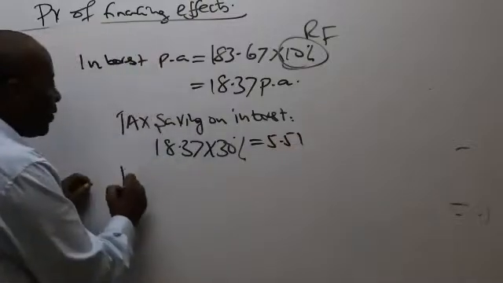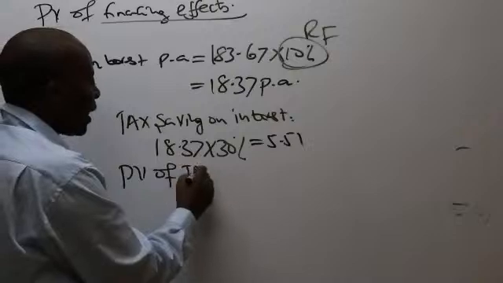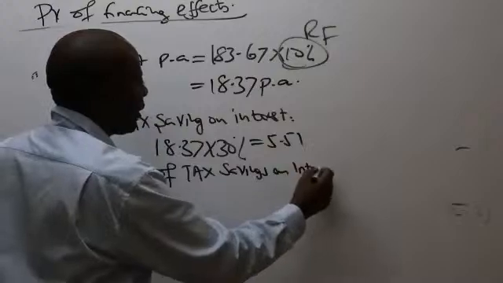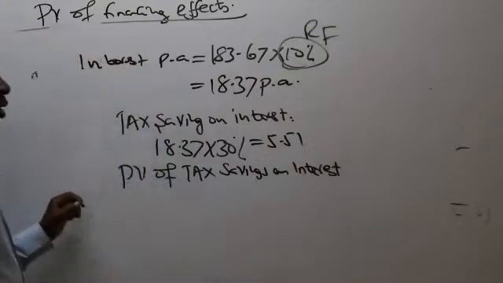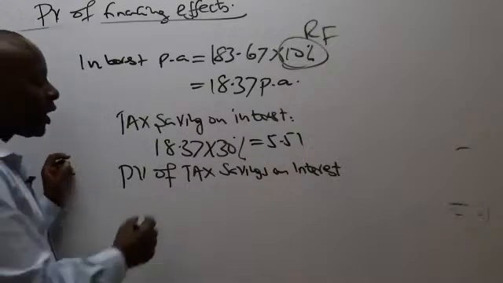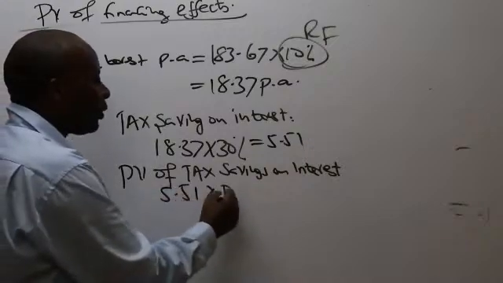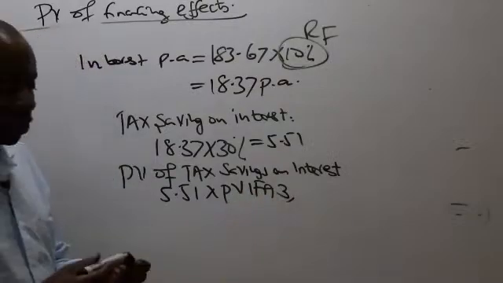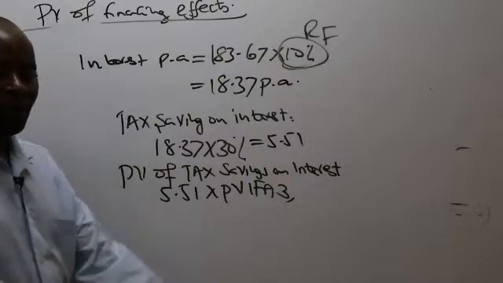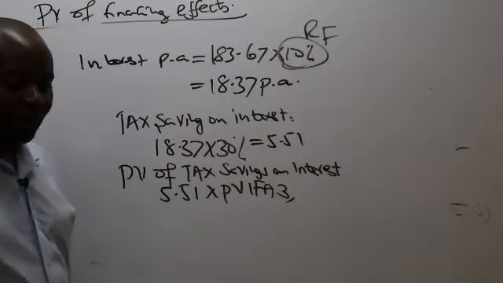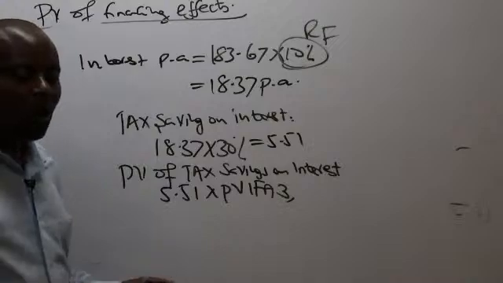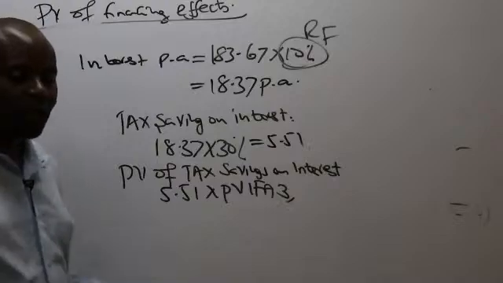So then what is the present value of the tax savings on interest? It will be 5.51 multiplied by PV for 3 years, times the percentage. But I've forgotten the percentage. I forgot the percentage long time ago, and I like what I'm seeing.